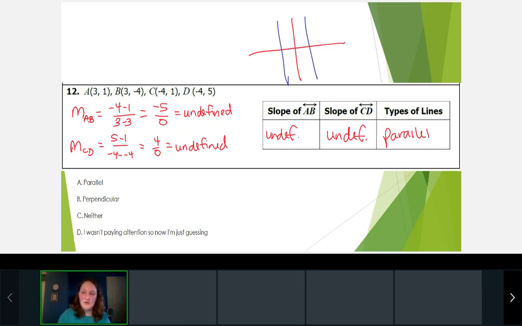So 2 vertical lines will always be parallel to each other. Wow, that looks bad. Let me try that again. Not much better. 2 horizontal lines will always be parallel. And 1 horizontal and 1 vertical, those will be perpendicular. Okay.